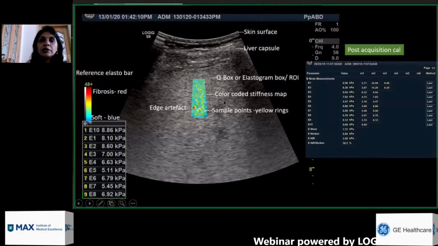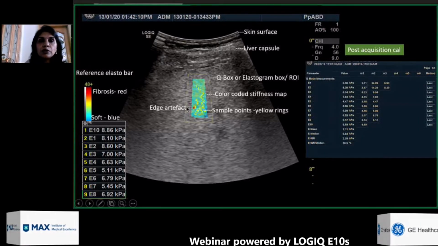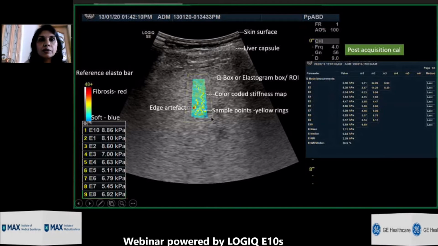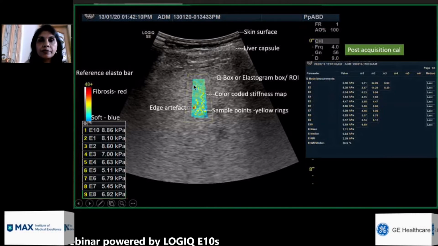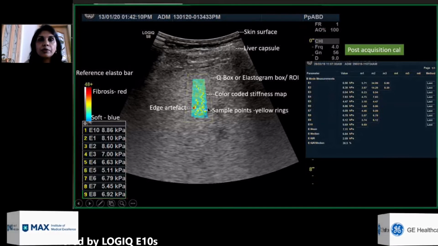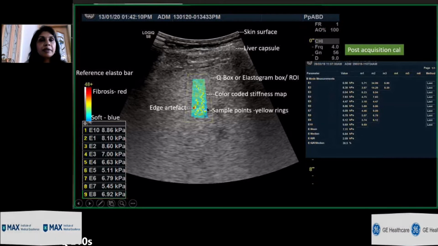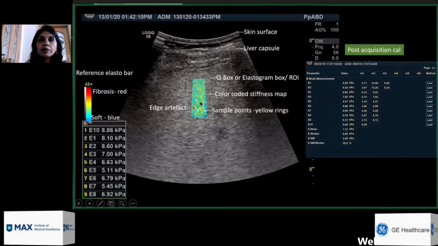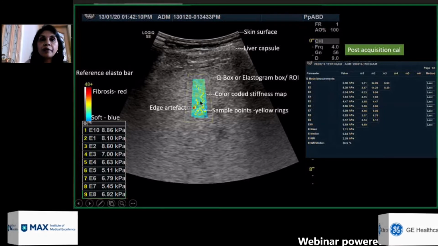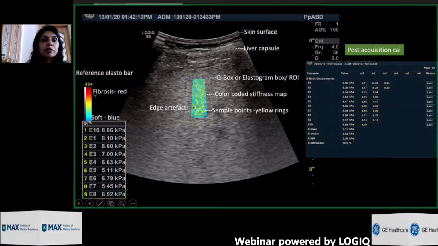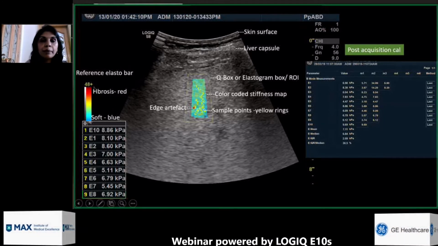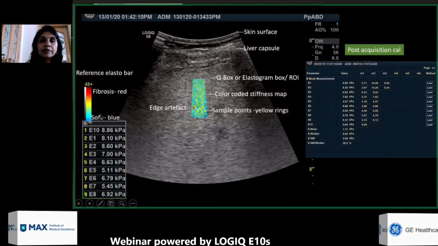Images using these adjustable regions of interest are called the Q boxes, and they have a color-coded stiffness map within that you can see. Every color pixel displayed within the box has a very discrete confidence value, which is ranging from 0 to 48 or above, that can be seen in this reference elastobar.